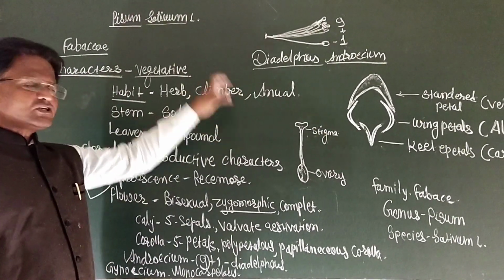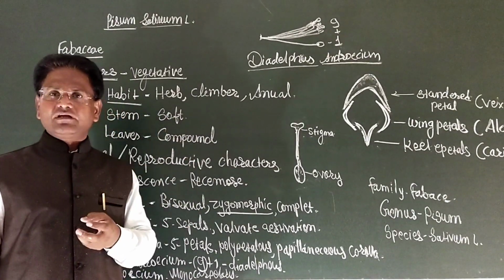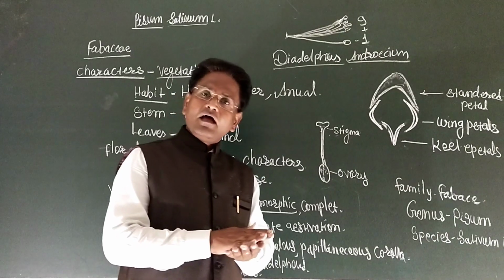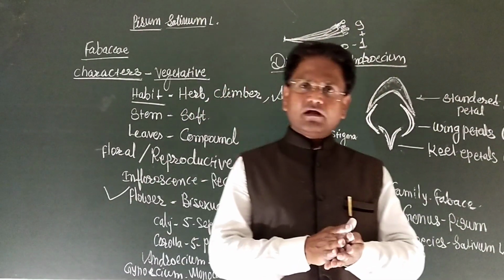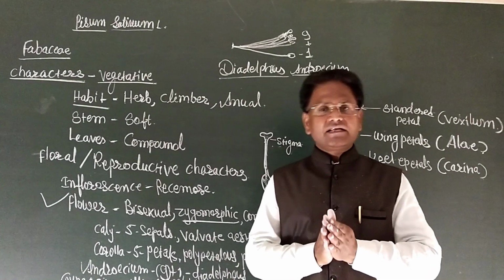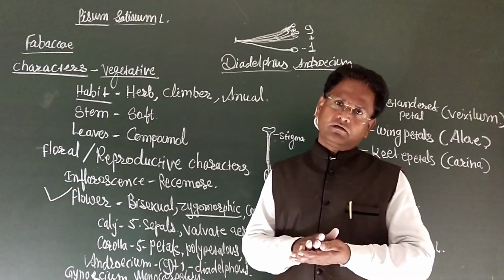So these are the characteristics of the pea plant which are easy to study and easy to handle at the time of hybridization. So Mendel selected the pea plant as an experimental tool for hybridization.